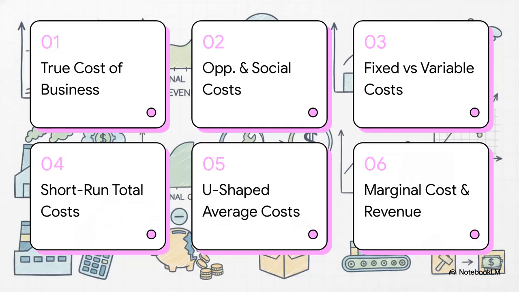Let's dive in. Here's our roadmap for this explainer. We're going to hit the true cost of business, opportunity and social costs, fixed versus variable costs, short-run total costs, those famous U-shaped average costs, and finally, marginal cost and revenue. We'll move step by step from the abstract accounting ideas right down to the actual math on the factory floor.